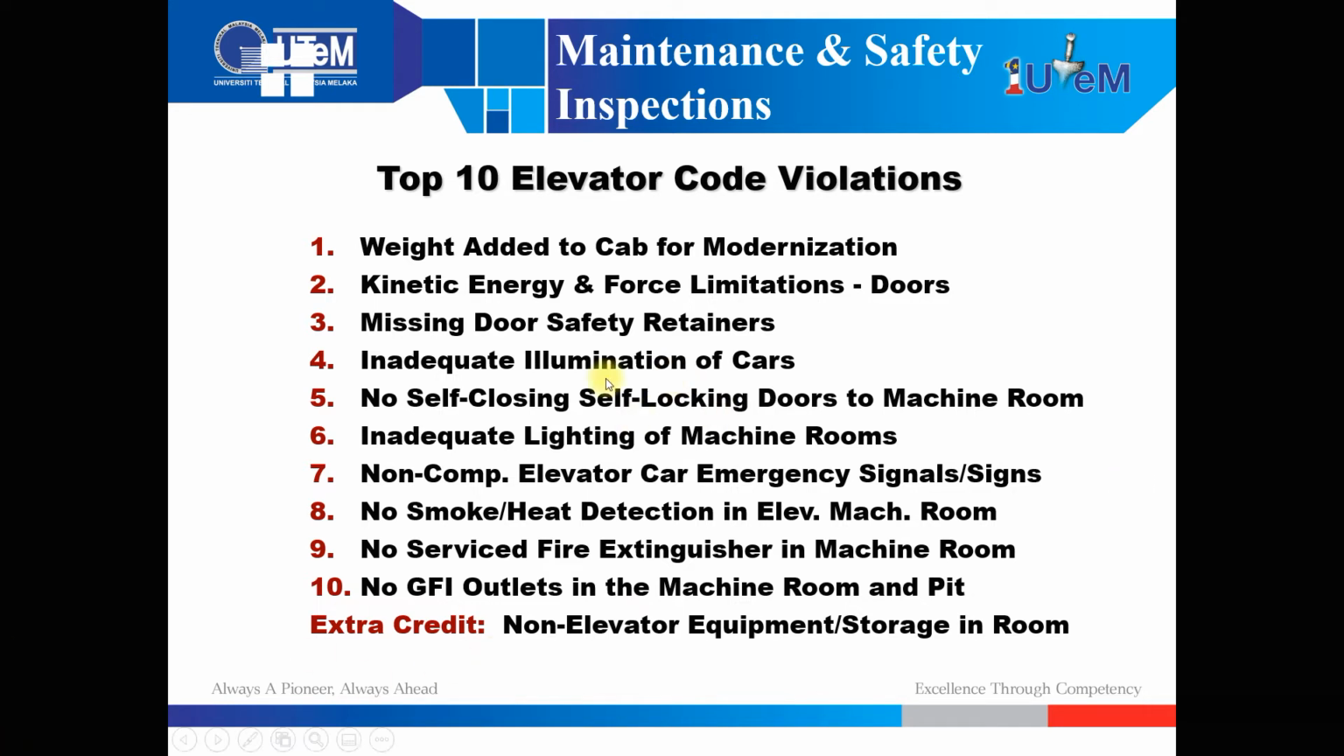And then the missing door safety retainers, inadequate illumination of cars. Okay, sometimes the maintenance of the lighting in the cab is not well maintained, so will affect the illumination. And then no self-closing or self-locking doors to machine room. Inadequate lighting in the machine room. Okay, machine room and the elevator cab or elevator cars is the different type. Machine room di sini lah yang tadi saya cakap, ada hoist rail, ada hoistway, ada switch, ada device, control device, itu di bahagian machine room. Okay, non-comply the elevator car emergency signal.